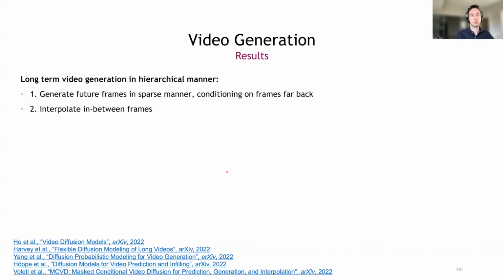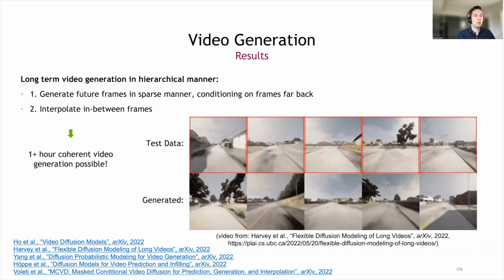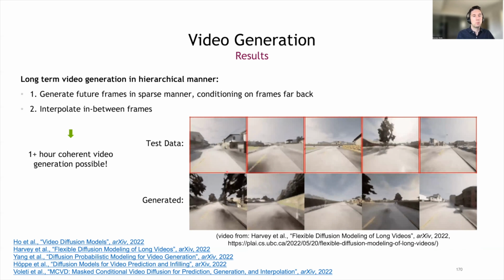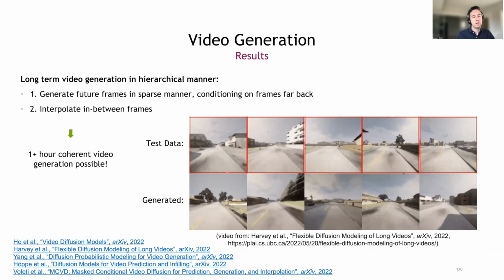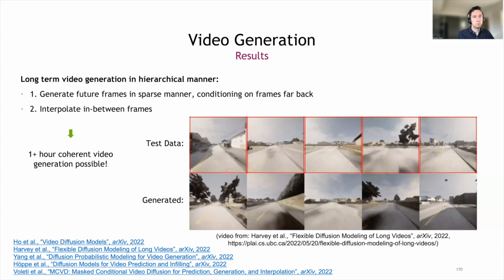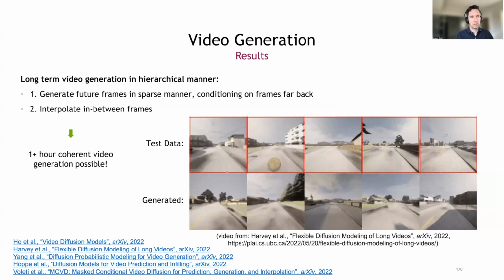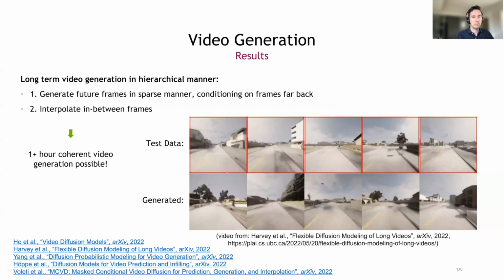This gives us long-term consistency, and then we interpolate the in-between frames afterwards. So we kind of generate the video in a stage-wise hierarchical manner. And with that, it's possible to actually generate really long, like 1-hour, coherent videos, which is quite impressive. So here are some samples from this recent Harvey et al. work.